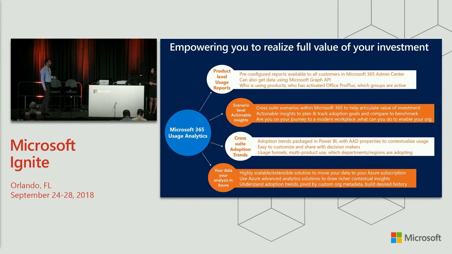So we covered 4 different ways that you can access this data. We've got that product level usage data directly in admin.microsoft.com. You've got that right now. Go home and take a look at it. We took a look at what the future of that looks like, more scenario driven and highly actionable. That's the part that I think is really cool. Again, what to look at, what to do about it.